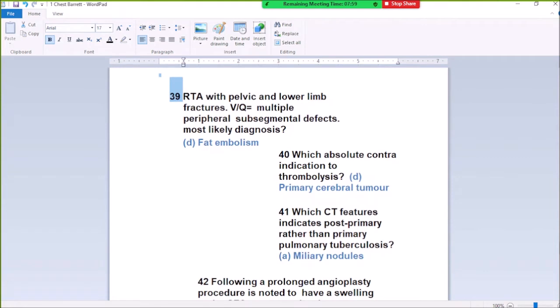39. RTA with pelvic and lower limb fractures. VQ scan shows multiple peripheral subsegmental defects, most likely diagnosis fat embolism. Whenever there are fractures after RTA, it may be the cause of fat embolism.